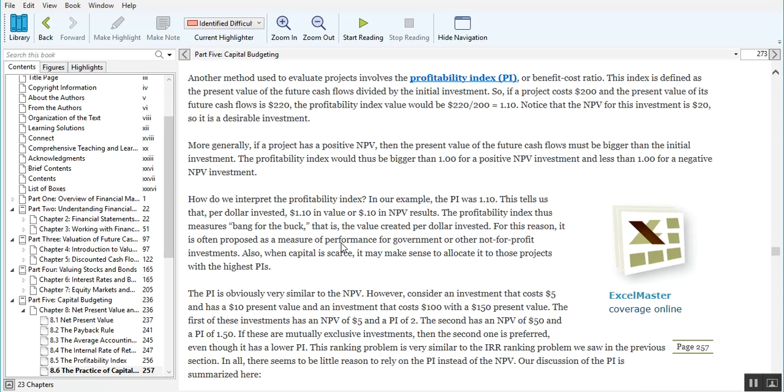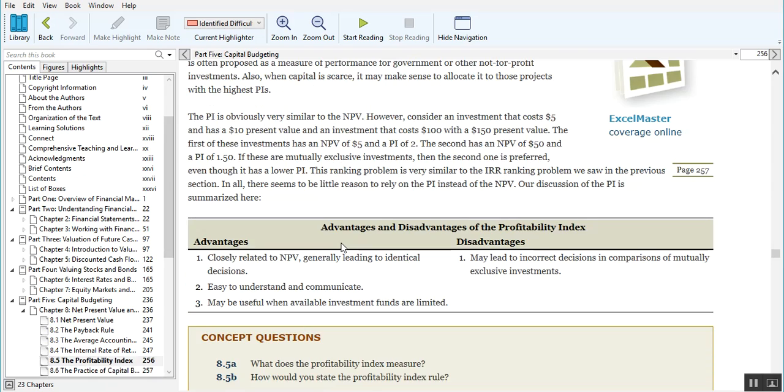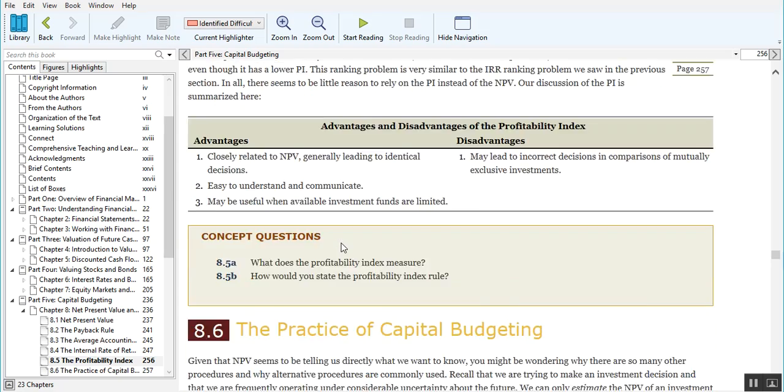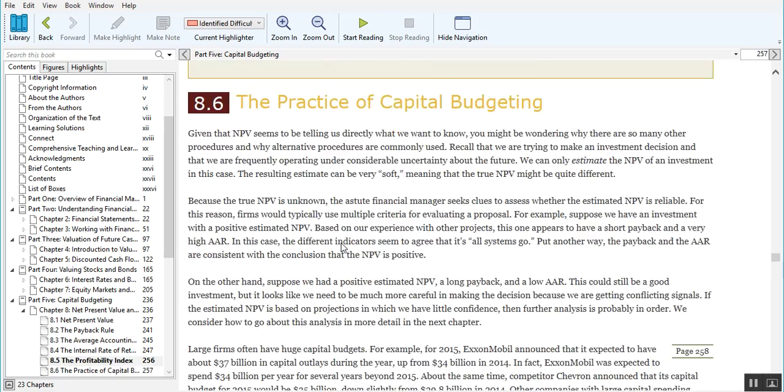Profitability index is a benefit cost ratio, and what you're looking at is really deciding whether or not you take something on. It's related to net present value and generally leads to similar decisions. But with mutually exclusive decisions, it may lead to something less than optimal decision making.